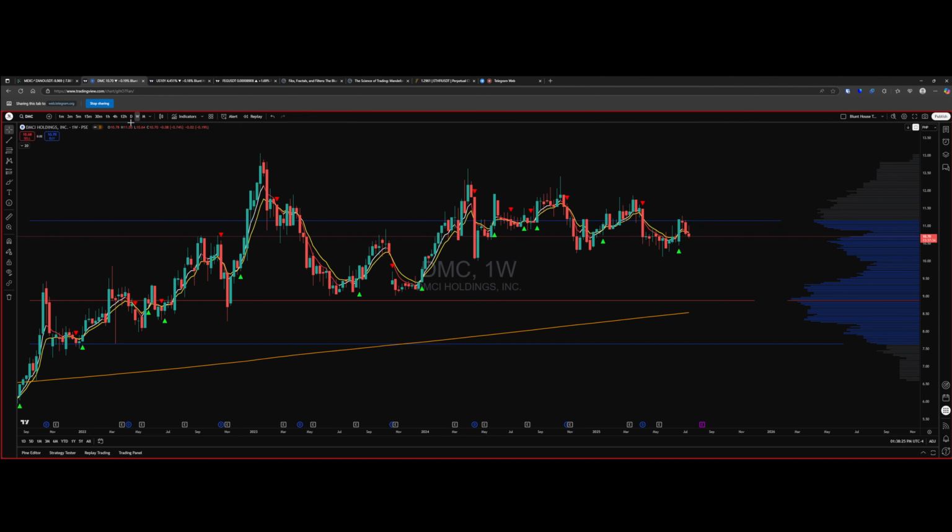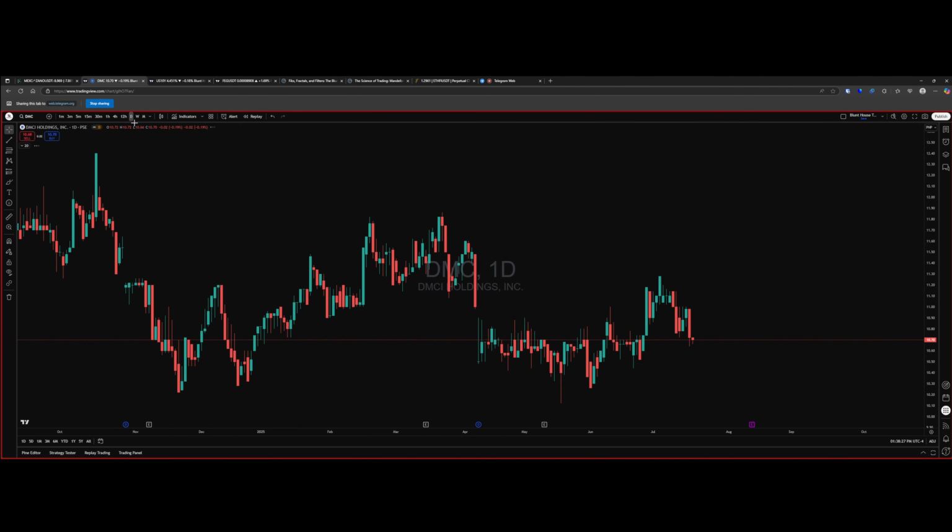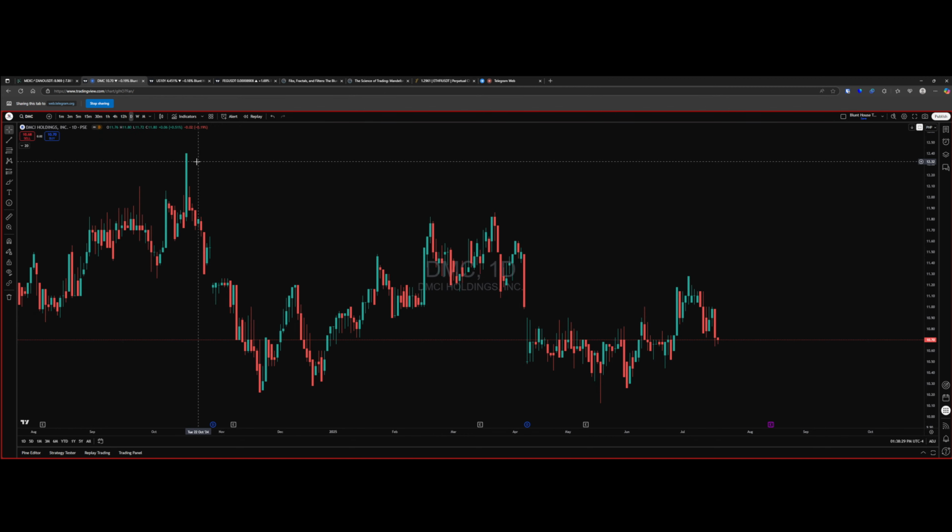That's the weekly chart, and I think, when trying to establish trend, you've got to look at the weeklies.